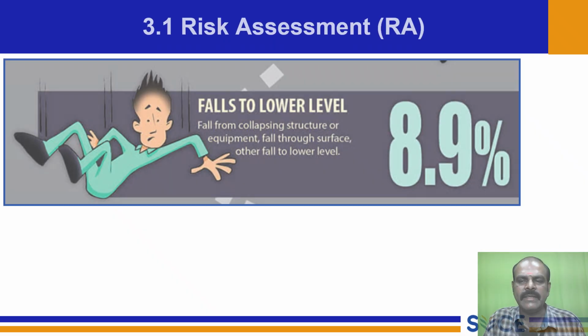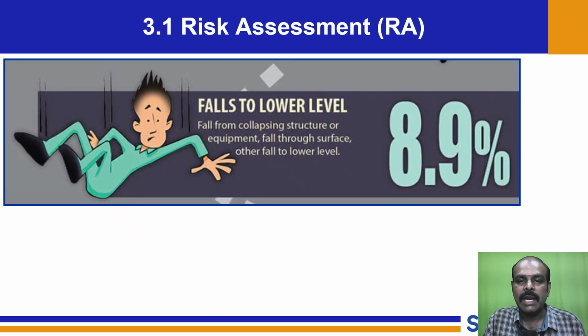Then the next, 8.9%, falls to a lower level. Earlier we saw falling on the same level. This is a lower level: while climbing from a higher altitude to a lower altitude, they just fall. That is going to be 8.9%. In the case of physical process automation, we discussed vertical racking, carousels carrying two different levels. While climbing, if they fall, that's going to be fatal because the aisles are very, very narrow. The aisle, that is the gap between two successive racks, is very narrow, so obviously they are prone to some sort of catastrophe. So we need to be very cautious in this regard.